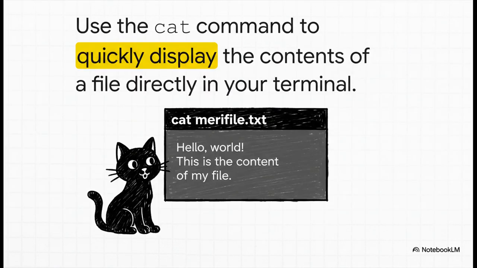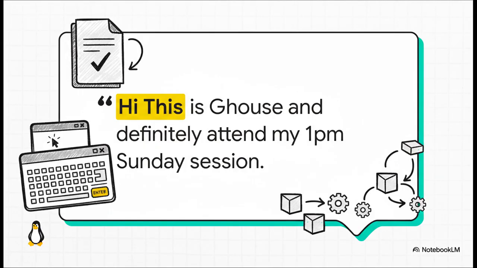Okay, but how do we know our text is actually in there? You know, trust but verify, right? We can use the cat command. It's a super quick way to just, well, spit out the contents of a file right onto the screen. And boom, there it is. The text we typed is right there. It worked perfectly. Think about what you just did. You created, edited, and then read a file, all from the command line. That's actually a pretty big deal.